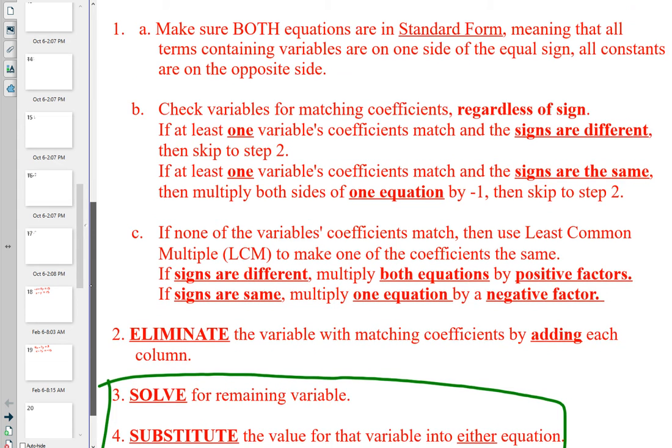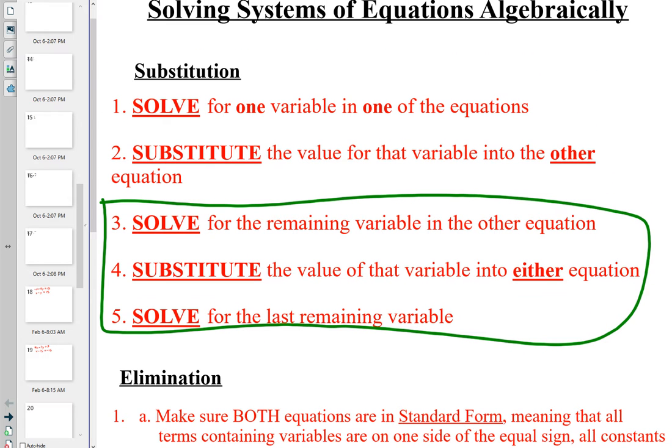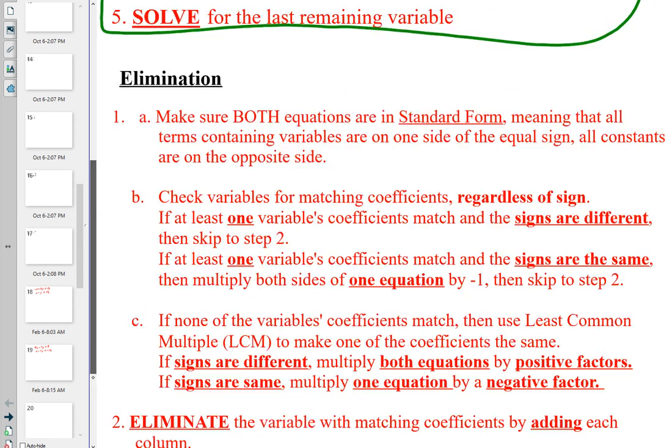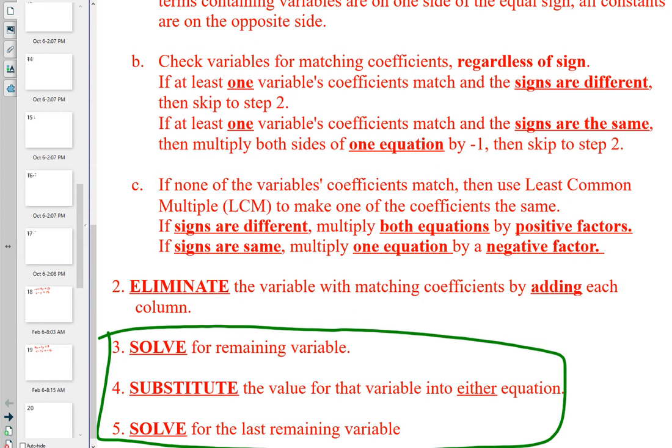Specifically, the second step is where each process gets its name. What is the second step of substitution? To substitute. What is the second step of elimination? Substitute. It helps to listen. If the second step is where it gets its name, the second step for elimination is to eliminate. Now there's no eliminate button on a calculator, so to be more specific, you are eliminating by actually adding.